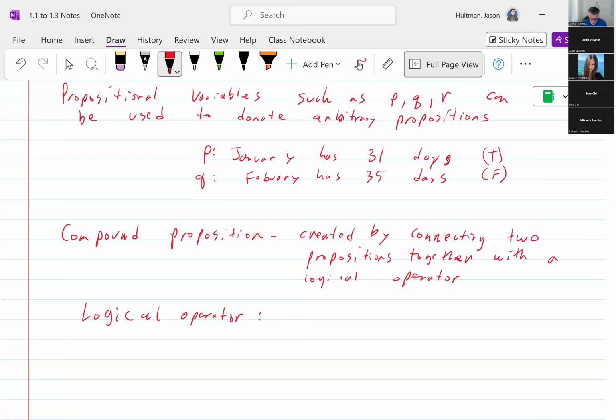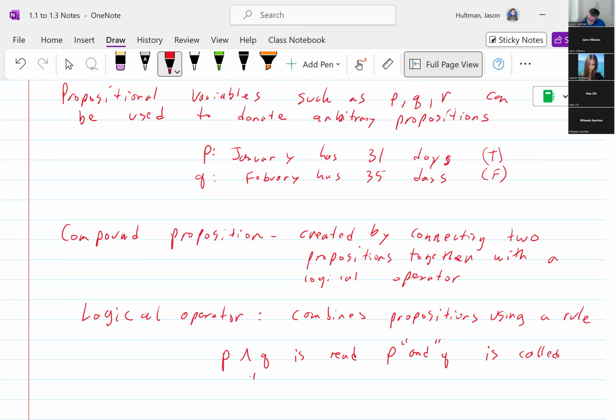then give you that. Okay, a logical operator combines propositions using a rule. A rule. Okay, for example, P, okay, and then that little caret, okay, and then Q is read P and Q. Okay, P and Q is called the conjunction of P and Q.